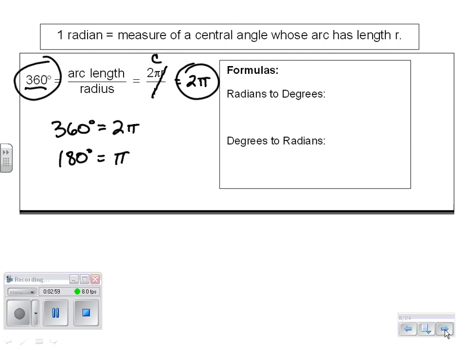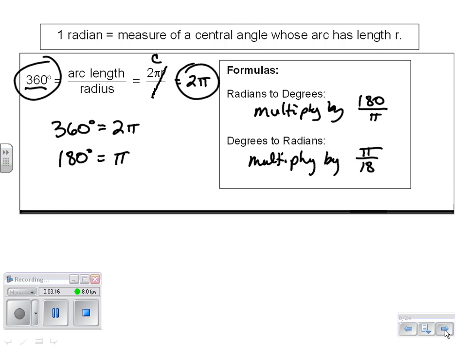The way we change from radians to degrees is to multiply by 180 over pi. If we're changing degrees to radians, we multiply by pi over 180. Now, 180 and pi are equal to each other, so when we have 180 divided by pi, we're actually just multiplying by 1. You can multiply anything by 1, so it changes the form but not the value. You have to determine whether you're multiplying by 180 over pi or pi over 180. That will be your responsibility to know.